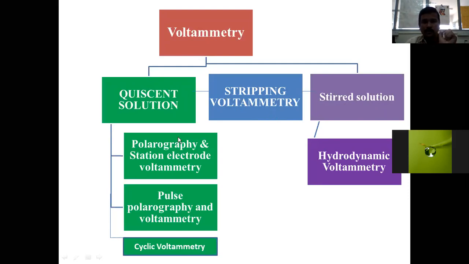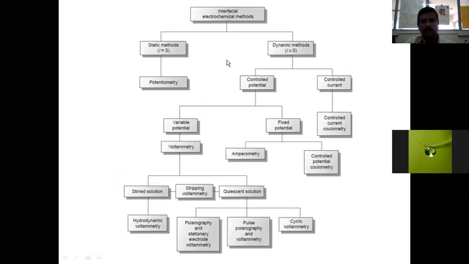Don't worry about that. Under stirred mode, hydrodynamic voltammetric analysis is done. Under quiescent mode, polarography, stationary electrode voltammetry, pulse polarography, and cyclic voltammetric analysis are done. So all these electroanalytical methods obey the principle of voltammetry.